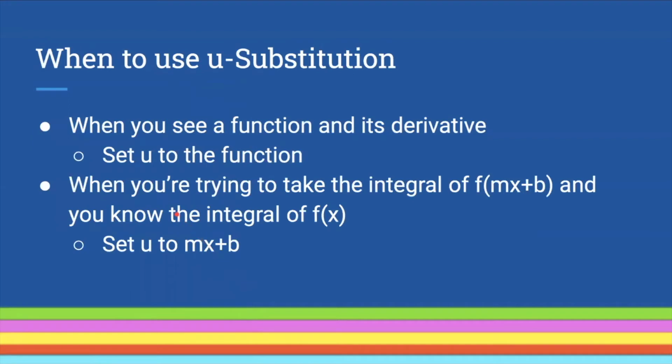So here is when to use u-substitution. When you see a function and its derivative, for example, like we just saw x cubed plus 6 and 3x squared, we saw the function and its derivative, and we set u equal to the function. In that case, it was x cubed plus 6. And when you're trying to take the integral of f of mx plus b, and you know the integral of f of x. So that's like the first problem. So the integral of sine of 2x, we know what the integral of sine of x dx is. And in this case, we set u equal to mx plus b.